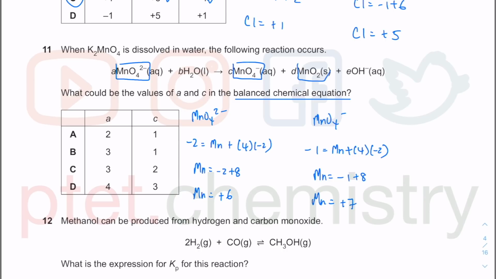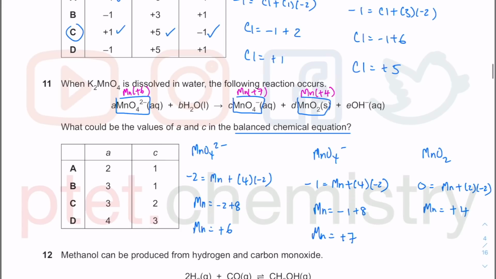Manganese 7. MnO2, manganese(IV) oxide, so 0 for this overall compound. The compound has no charge, so 0 overall. 1 manganese, 2 oxygen, each oxygen is minus 2, so you've got 2 oxygens, so there's plus 4 there. Using changes in oxidation number, this is manganese plus 6, this is manganese plus 7, and this is manganese plus 4. So let's have a look. Plus 6 going to plus 7, this is an increase of 1. And then on the other side, we have plus 6 going to plus 4, this is a decrease of 2.